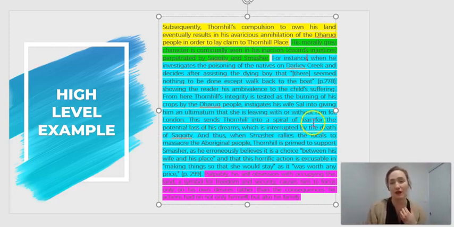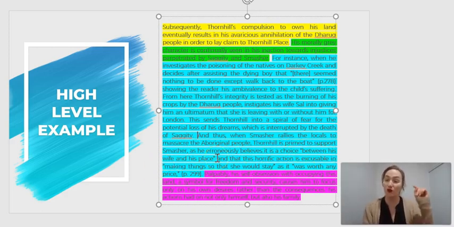This sends Thornhill into a spiral of fear for the potential loss of his dreams, which is interrupted by the death of Sagety. So he's kind of like, oh gosh, she's leaving me. Oh my gosh, what am I going to do? But then Sagety dies. Okay, so that's interrupting it, but it also kind of is another step in leading him to that amoral behaviour that he's heading towards. And thus, when Smasher rallies the locals to massacre the Aboriginal people, Thornhill is primed to support Smasher, as he erroneously, so wrongly, believes it is a choice between his wife and his place.